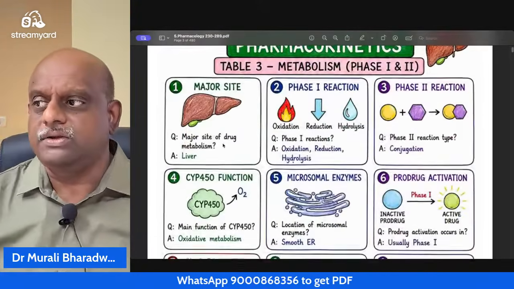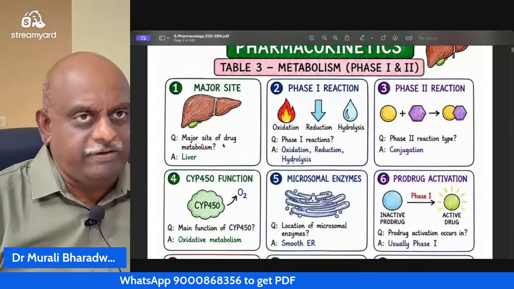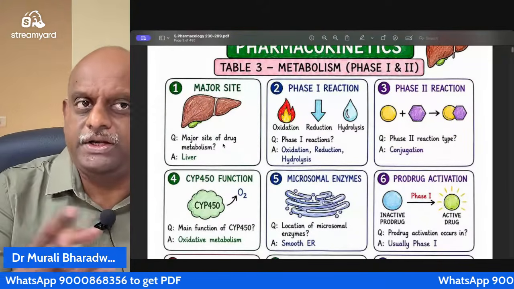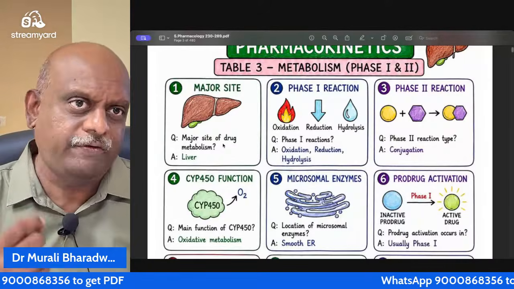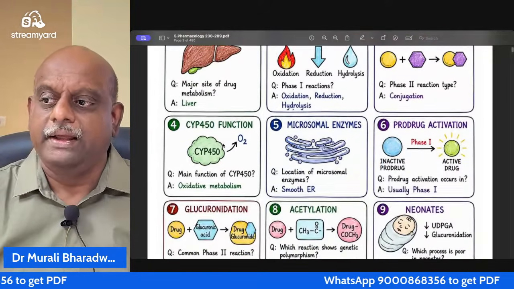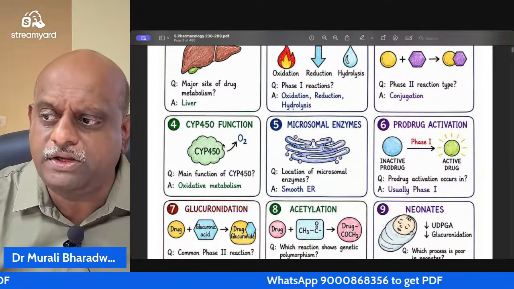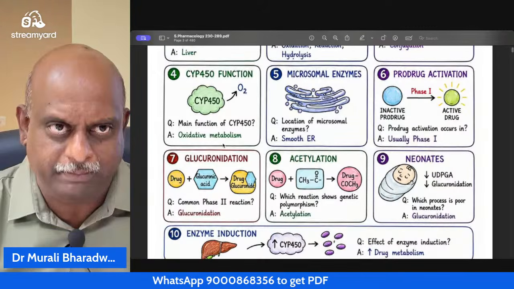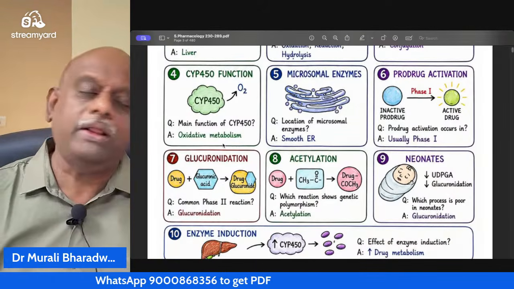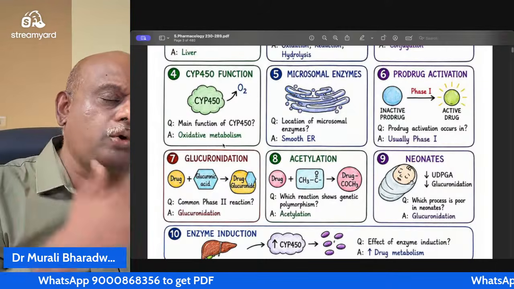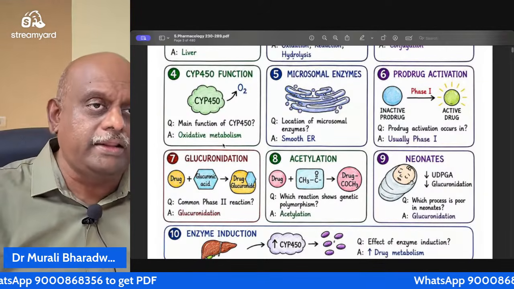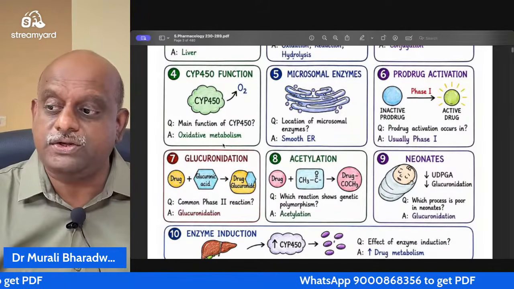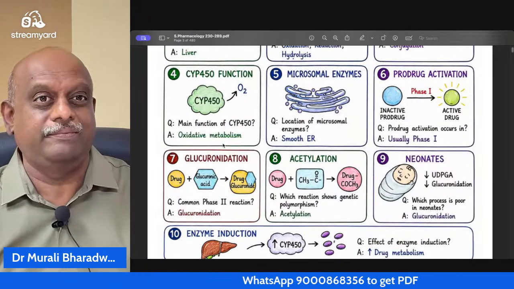Now, what is the major site of metabolism? Liver. And you know phase 1, phase 2 reactions. Phase 1 is oxidation, reduction, hydrolysis. Phase 2 is conjugation. And P450 is important for the oxidative reactions, is what we need to remember. And what is the purpose of phase 1? A prodrug becomes an active drug in the phase 1 reaction usually. Whereas phase 2 are all glucuronidation.